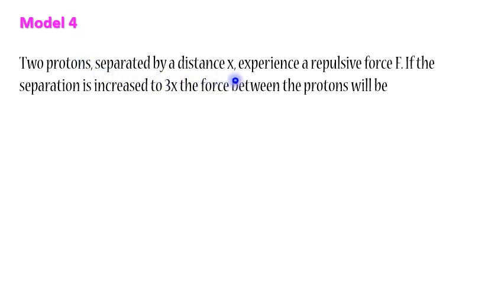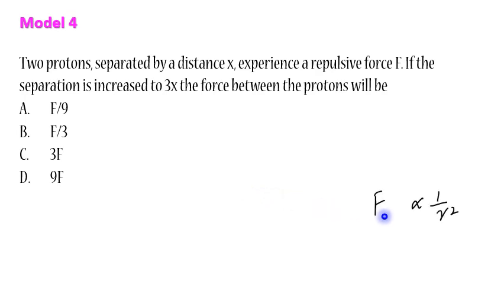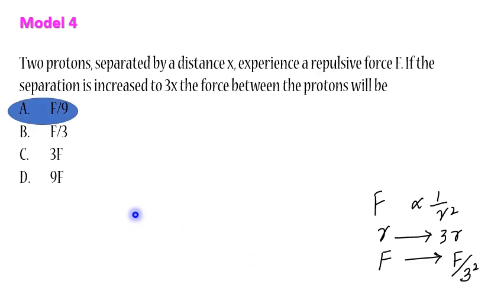That's it. Now we are going to discuss the last model from this topic. Two protons separated by a distance x experience a repulsive force F. If the separation is increased to 3x, the force between the protons would be. So these are the options. Remember, F is inversely proportional to the square of the distance. When the distance is r, the corresponding force is F, and now the distance is increased to 3r. So what's going to happen? They follow an inverse square relationship, right? So the distance increased by 3, so the force will be decreased by the square of 3. So the right option is F by 9.